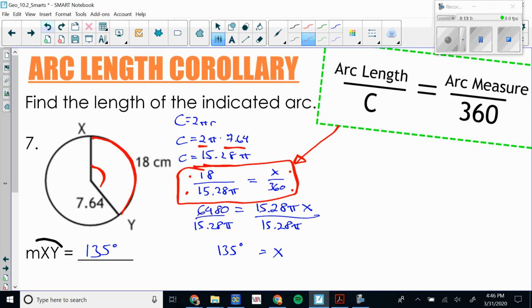We divide 6480 divided by 15.28 pi. You get 134.99, which is close enough. I just rounded up to 135 degrees. All right, and that's all the notes I have for you for this section.